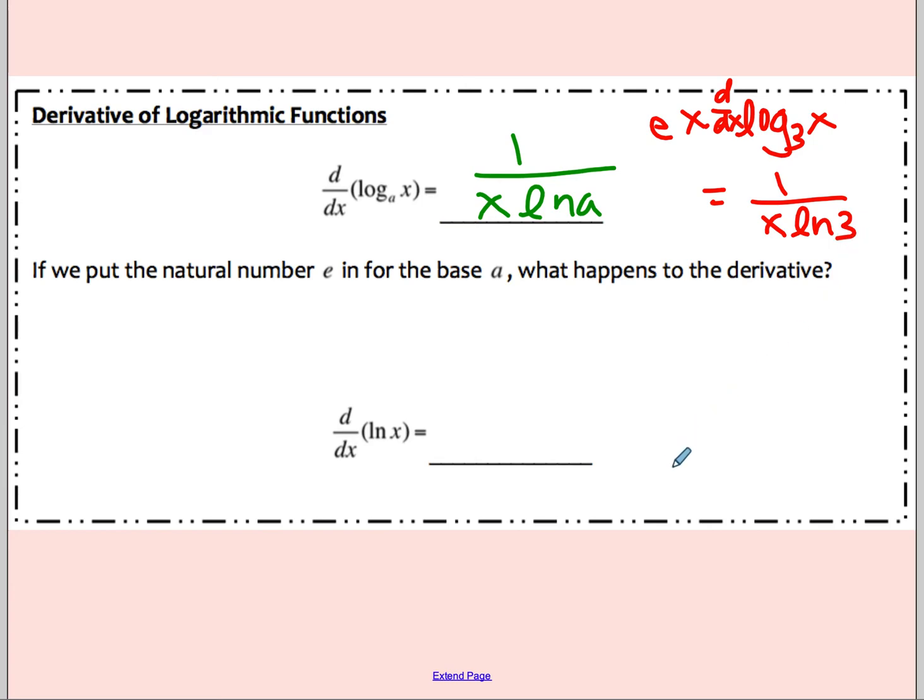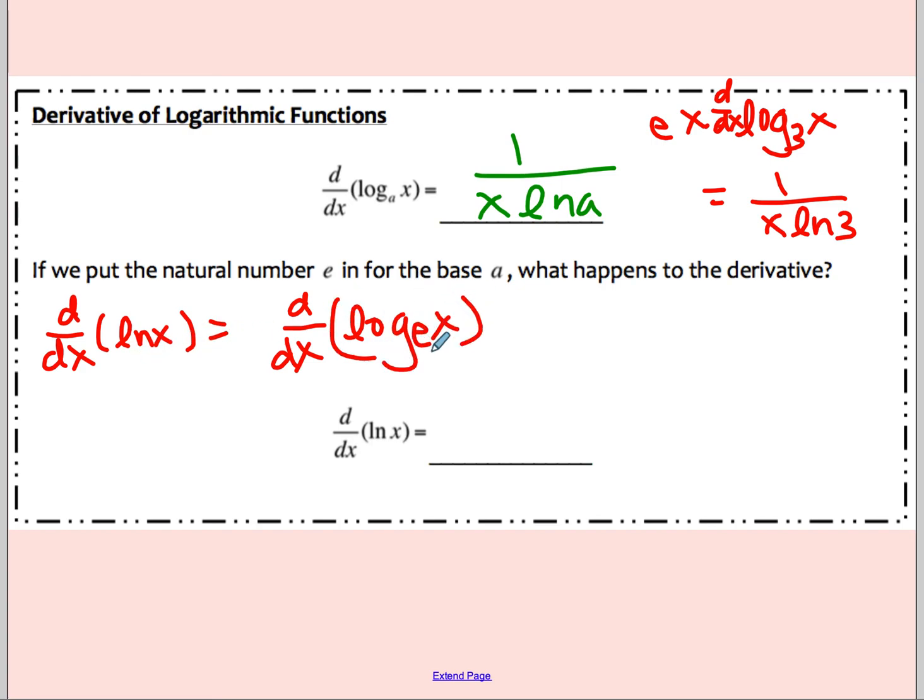Then that also leads us to how you find the derivative of ln of x. Well, if we put the natural number e in for the base a, what happens to the derivative? The derivative of ln of x is really equal to the derivative of log base e of x. ln of x is log base e of x; they are equivalent to each other. So let's take the derivative of this. It'd be 1 over x, and then ln of my base, which in this case is e. Now you know ln and e cancel each other out, so that's 1, and I'd have 1 over x. So our derivative of ln of x is 1 over x. You guys kind of like that one.